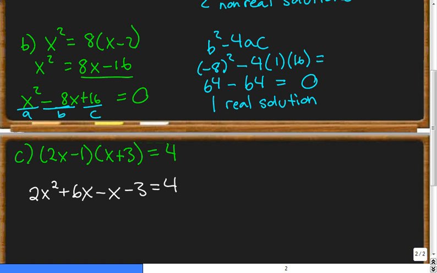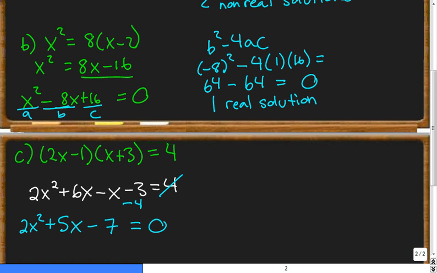We have to do some simplification here. We still have our 2x squared. The 6x and the negative x are going to combine to make a positive 5x. And then the negative 3 here, we need to combine that with this 4. So we're going to take this 4 and subtract it over. It becomes a negative 7 now, and that is going to equal 0. Now we have it in a form that we can work with.